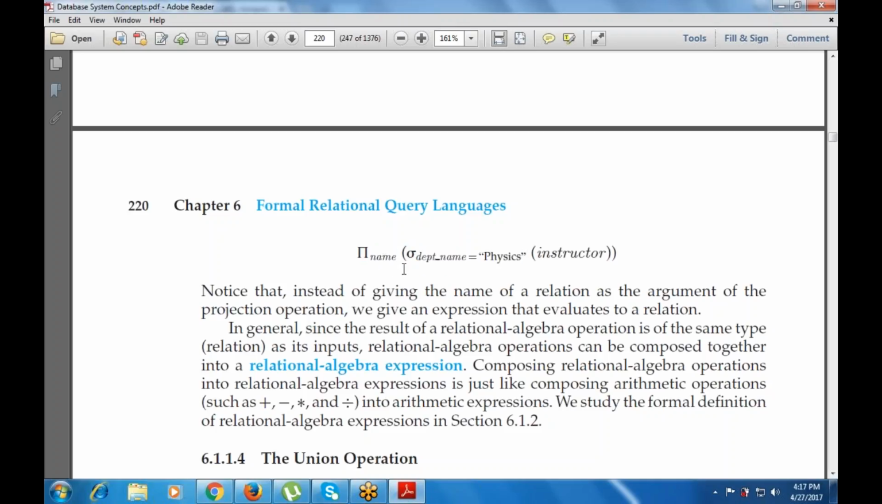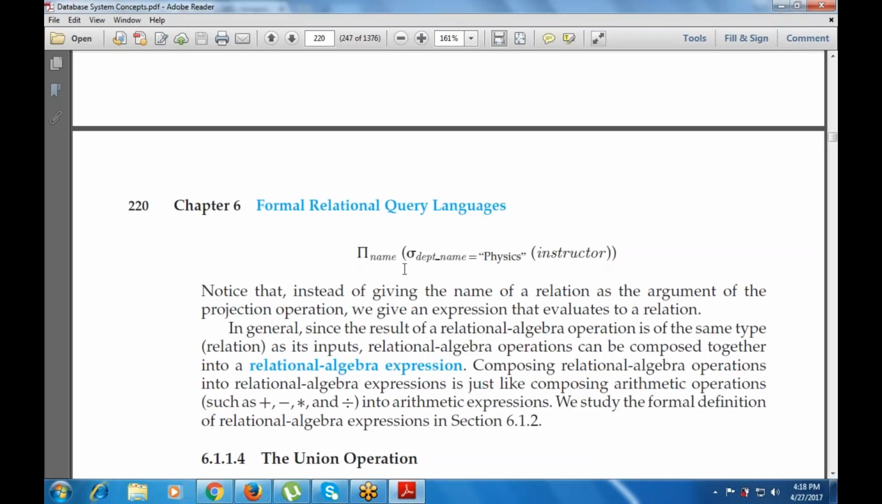So first of all, we are fetching the name, then department name equals physics. We are putting the condition on the instructor table. So we are taking department name as physics from the instructor table, and it is only the conditioning of the department name, but the output remains the same, that is the name field, not the department name, which is only used for the condition.